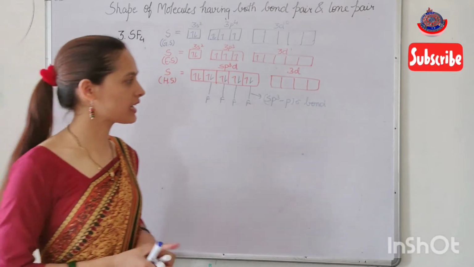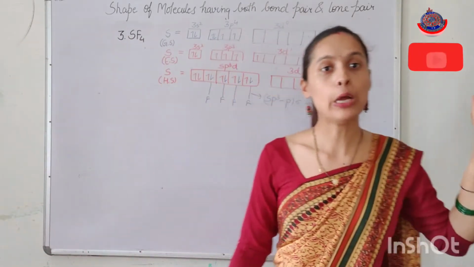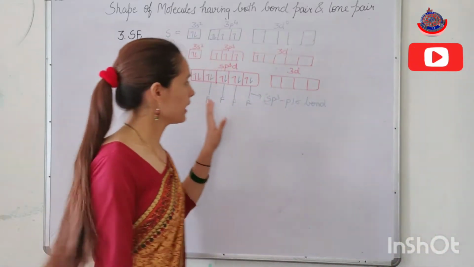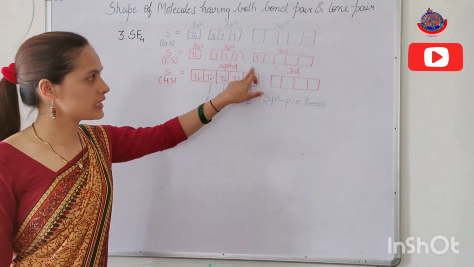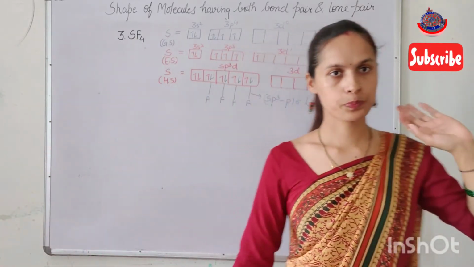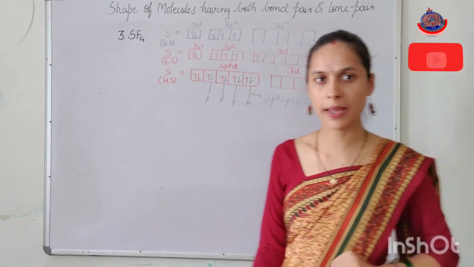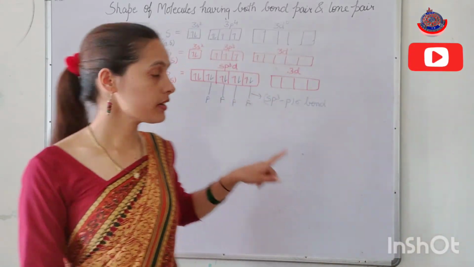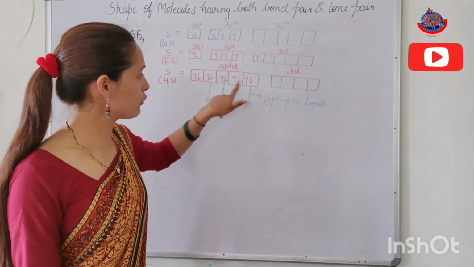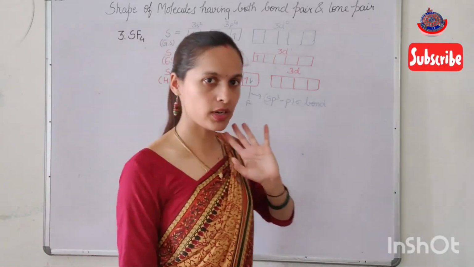How I am writing the name of the bond, I hope it is clear to you if you have watched my previous video. Now sp3d hybridization. It means the geometry should be trigonal bipyramidal. But here the central atom is surrounded by 4 bond pairs and 1 lone pair. So the geometry becomes irregular.